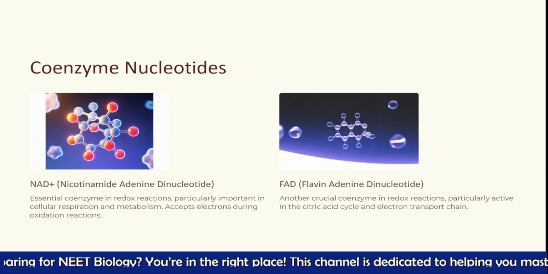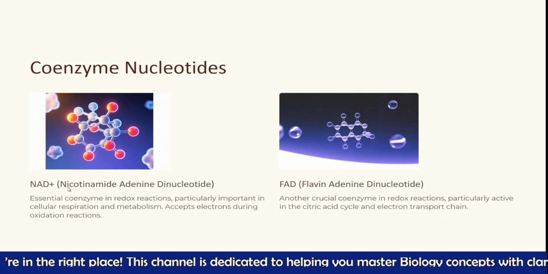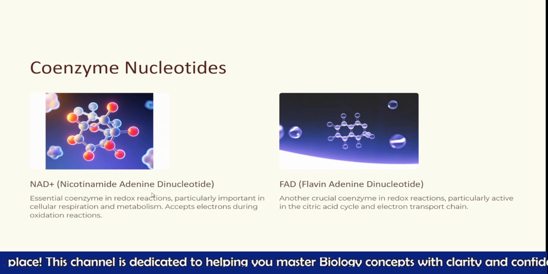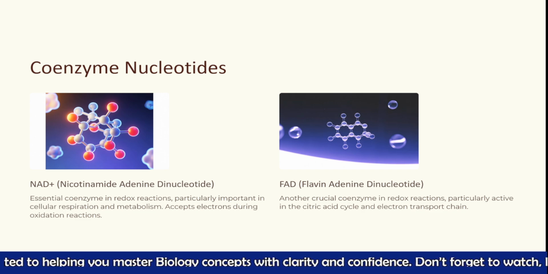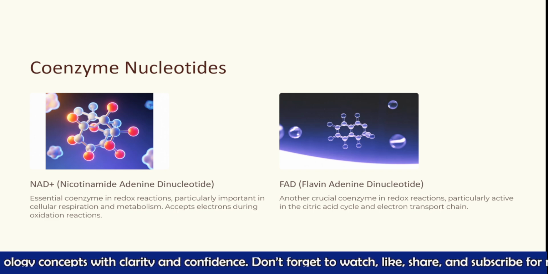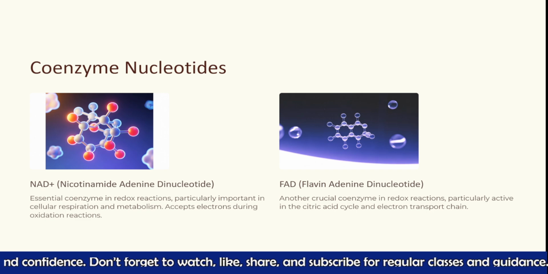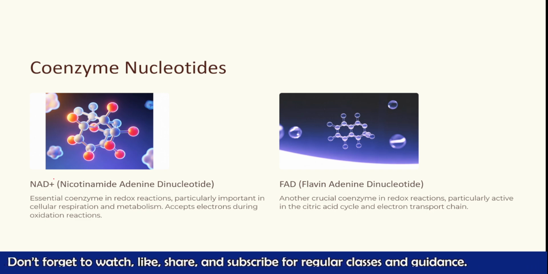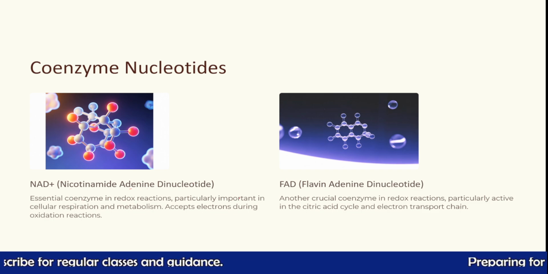Then in plants, and not only plants, even animal cells, you can see NAD plus and FAD. These are coenzyme nucleotides. Especially these are very essential for cellular respiration and various metabolic processes. In the respiration part, you will study about NAD and FAD. What is NAD? Nicotinamide adenine dinucleotide. This coenzyme is essential in redox reactions, specifically cellular respiration.